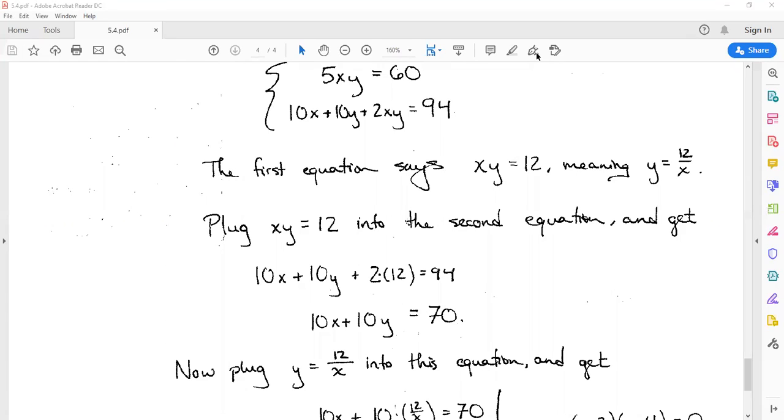Now here you might be thinking, oh, this is very nice. Maybe I'll annotate a little bit here for a second. Maybe we can divide both sides of this equation by 10 now and get something like x plus y equals 7. I think that's pretty nice, right?